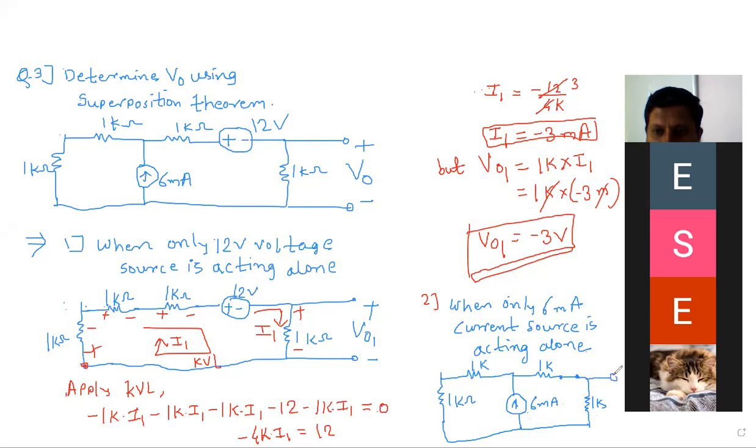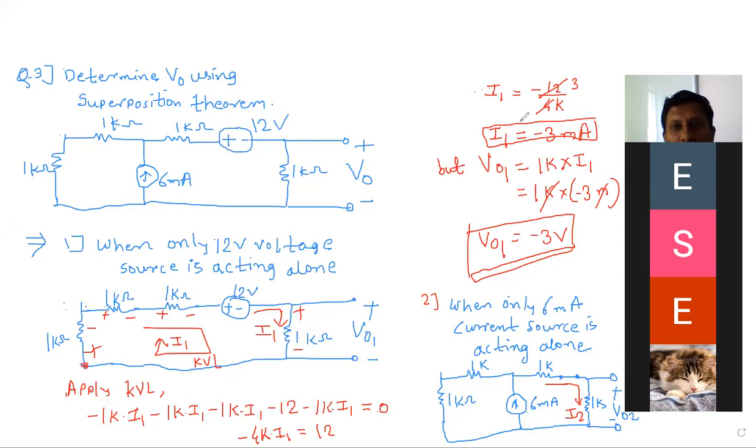So you have to find out V02. This is plus, this is minus. So how to find out V02? You have to find out this current. This current is I2. Once you get I2, then I2 into 1K, you will get V02. Okay, so the question is how to find out I2.